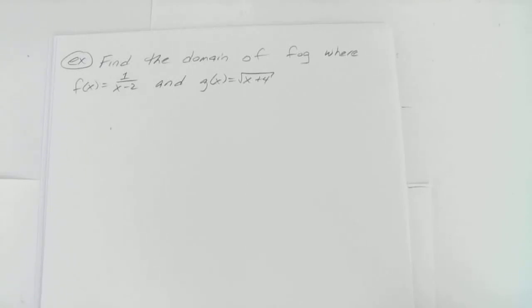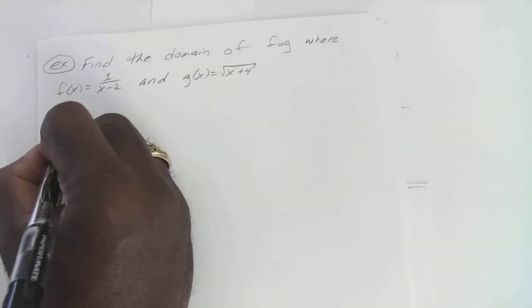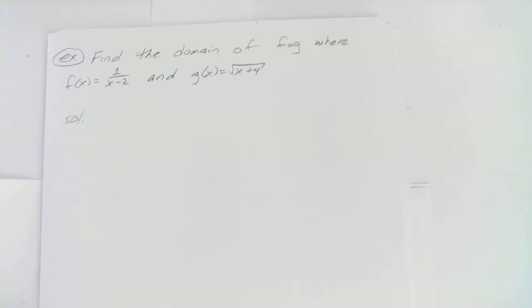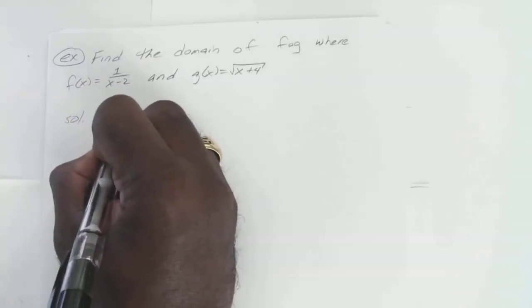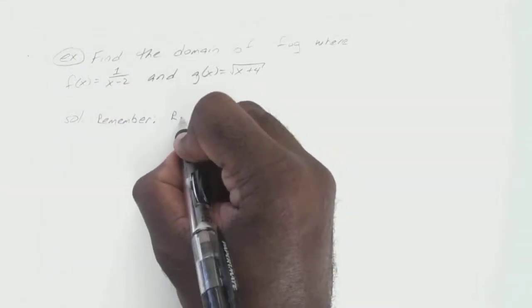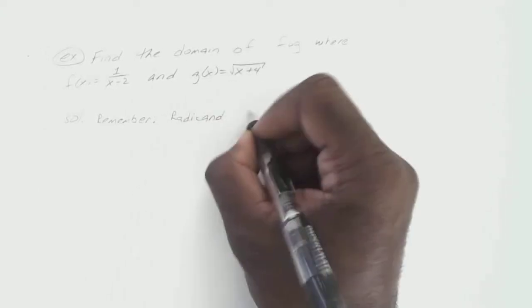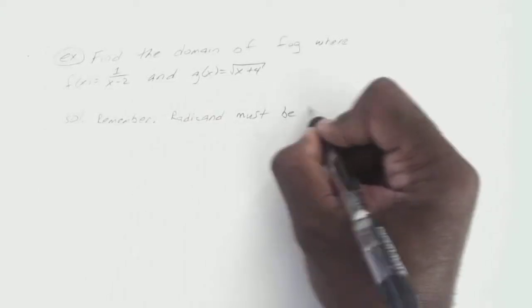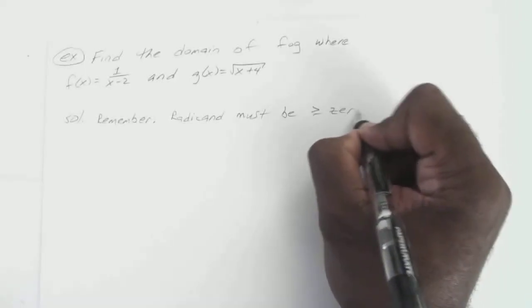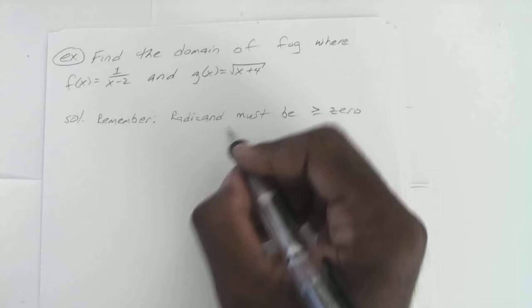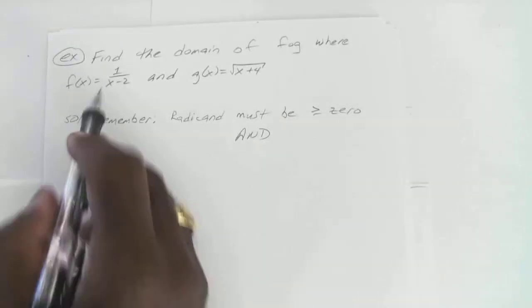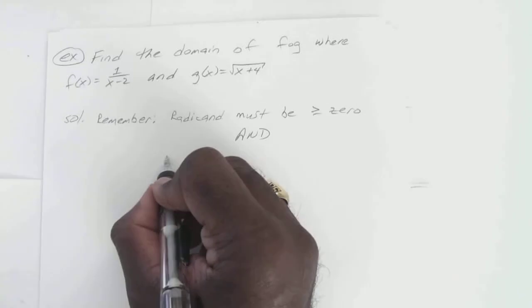Okay. Now with this one, you're dealing with both a fraction and a square root. So you have to remember more than just the radicand rule. You want to remember that the radicand must be greater than or equal to 0. That's for your square root. And your denominator can't equal 0.